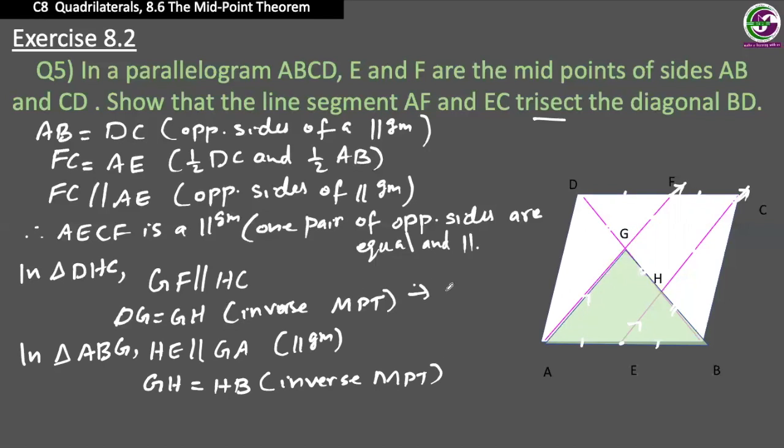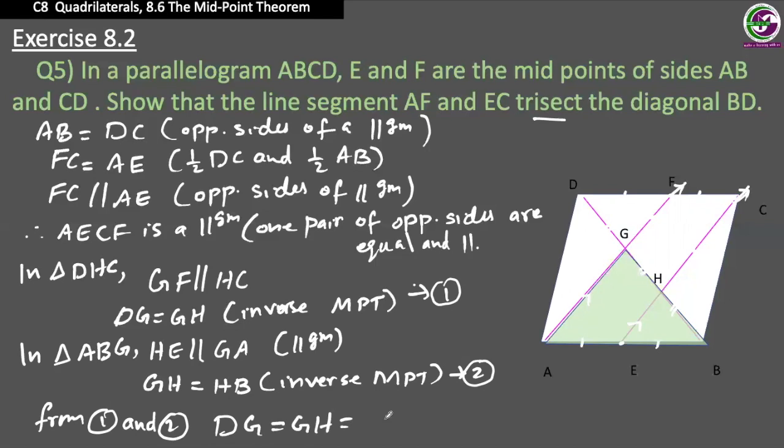So let us name this equation 1 and this equation 2. So from 1 and 2, we found out DG, GH, again GH, HB, so they are the same. DG is equal to GH is equal to HB, or the line DB is trisected. Therefore, the line DB is trisected by the line AF and AC.